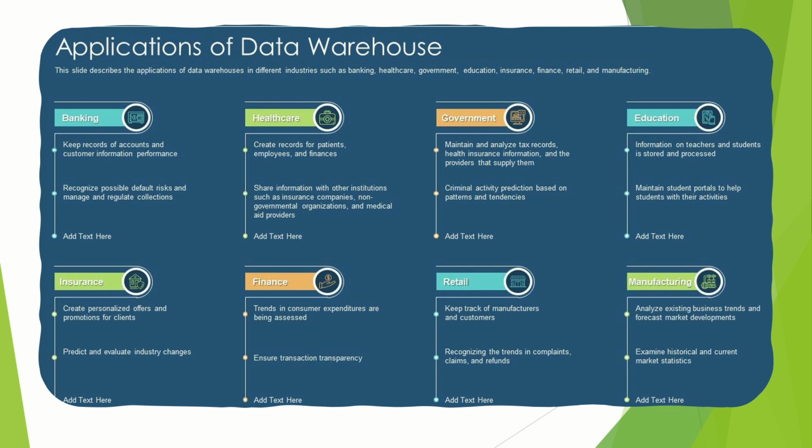Criminal activities are predicted based on patterns and tendencies. Education: information on teachers and students is stored and processed. Insurance: create personalized offers and promotions for clients. Finance: trends in consumers' expenditure are being assessed. Retail: keep track of manufacturers and customers. Manufacturing: analyze existing business trends and forecast market developments.